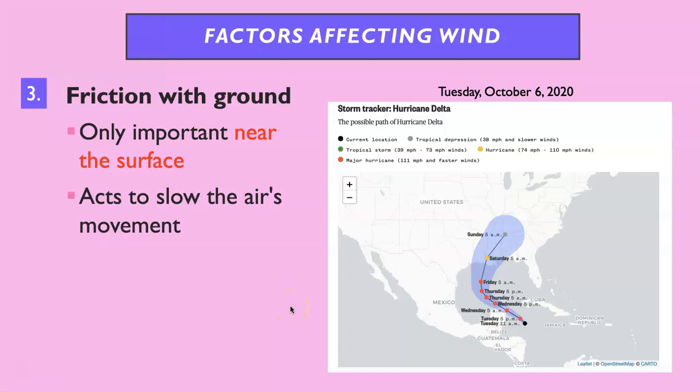Finally, friction with the ground also affects winds by slowing it down. And I'm showing you something that I actually just got off the internet today. Today is Tuesday, October 6th, and there's a hurricane called Hurricane Delta out here in the Gulf of Mexico. These are the projections over the next few days, and the colors indicate speed. So red is a major hurricane with 111 mile per hour winds or faster. Then we have, as it hits land, slowing down to a hurricane level, and in gray to a tropical depression. And that is strictly because the hurricane, the winds are hitting land.